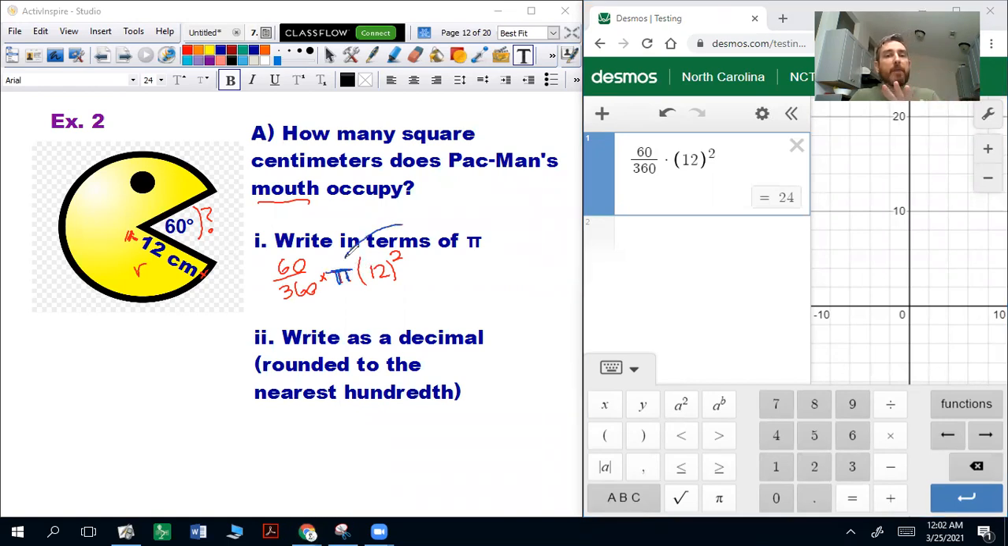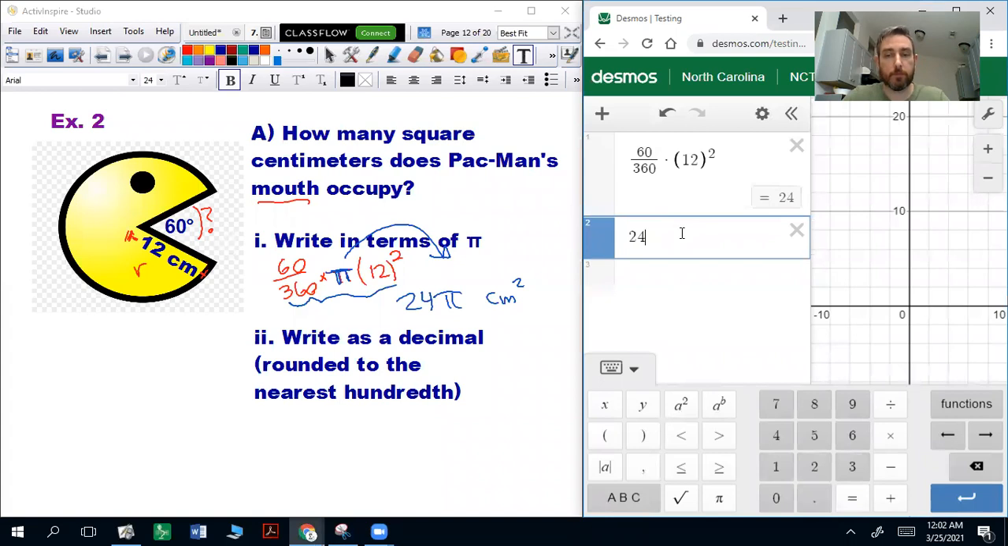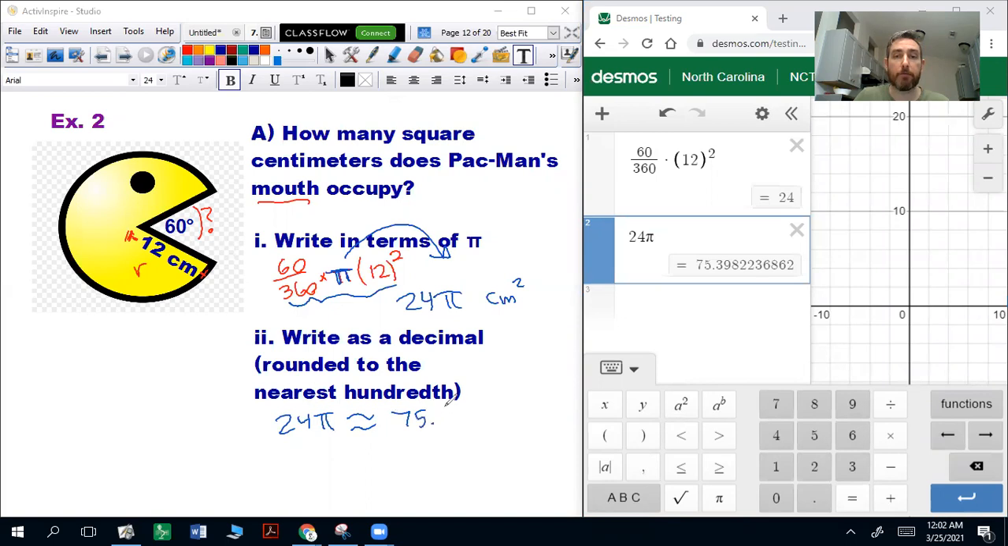So we're going to move the pi at the end, okay? And all of this will become 24 pi, and then this is centimeters squared. So 24 pi, 24 times pi. 24 pi is approximately 75.398, so 0.4. So as a decimal, 24 pi is approximately 75.4 centimeters squared. So Pac-Man has an open mouth of about 75.4 centimeters squared.